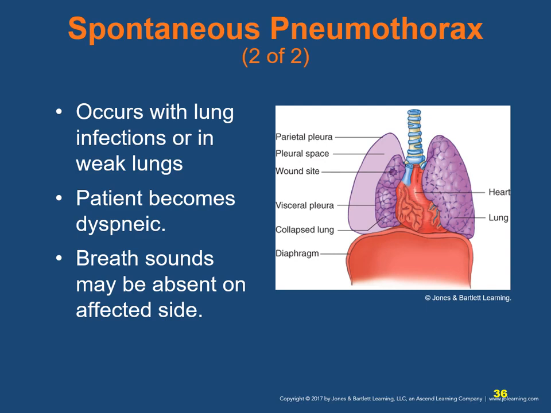Spontaneous pneumothorax occurs in patients with certain lung infections or in young people born with weak areas of the lung. People with emphysema or asthma are at higher risks.